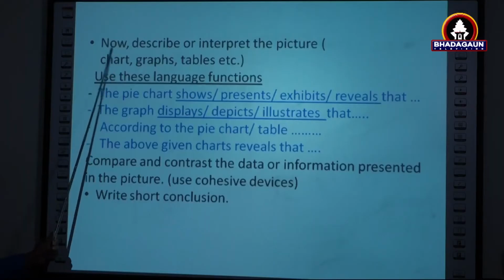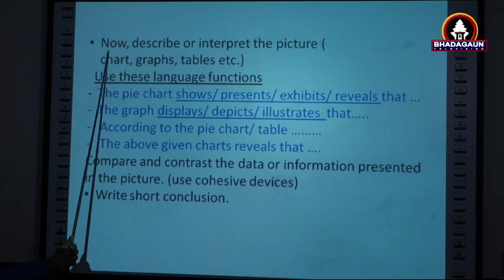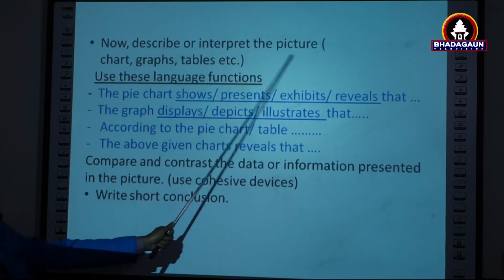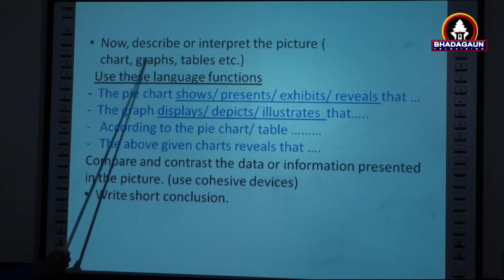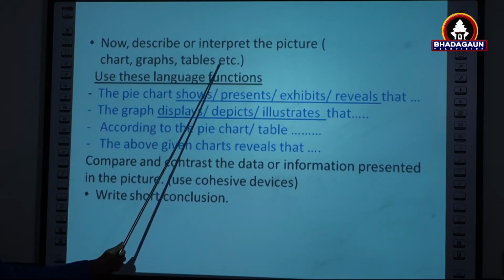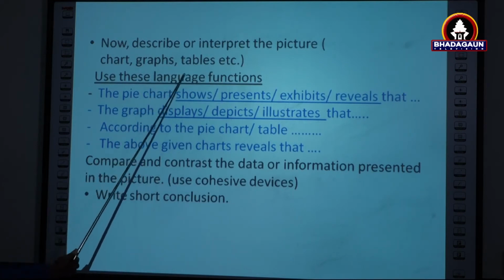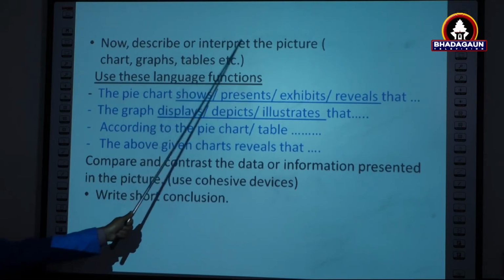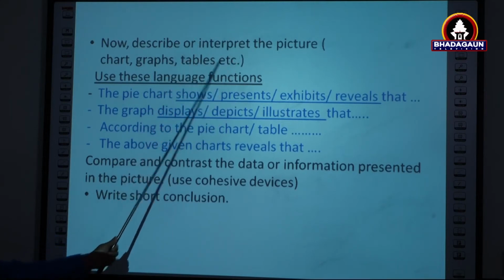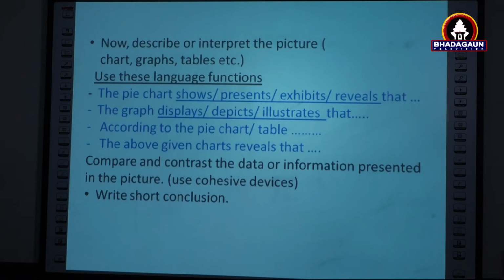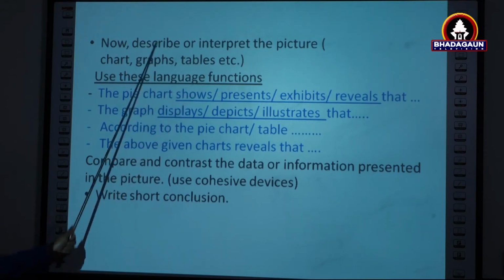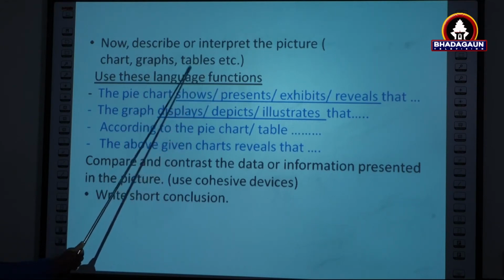So now your duty is the second paragraph. Now you have to describe or interpret the picture. Picture means that chart, graph or table, etc. You have to write each and everything that is presented in the picture. When you describe and interpret all the things presented in the picture, that becomes the second paragraph, or the body of the interpretation.